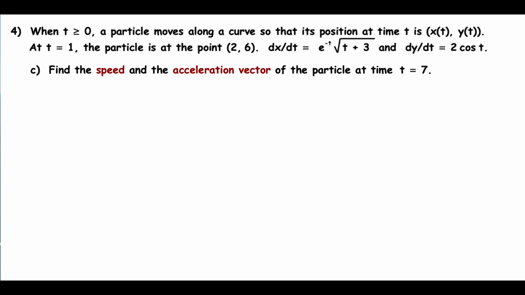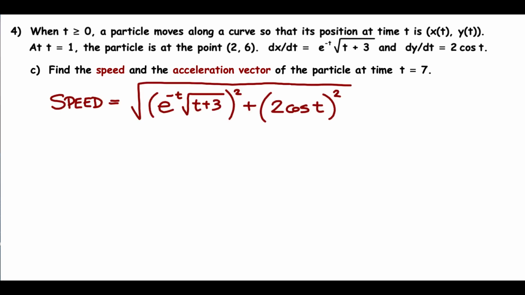For C, I'm asking you for the speed and the acceleration vector of the particle, both when time is 7. Start with the speed. You either know the formula or you don't for speed. Hopefully you know it. Here it is. All right, we want the speed when time is 7. So if we put 7's in here, we can do that on the calculator.